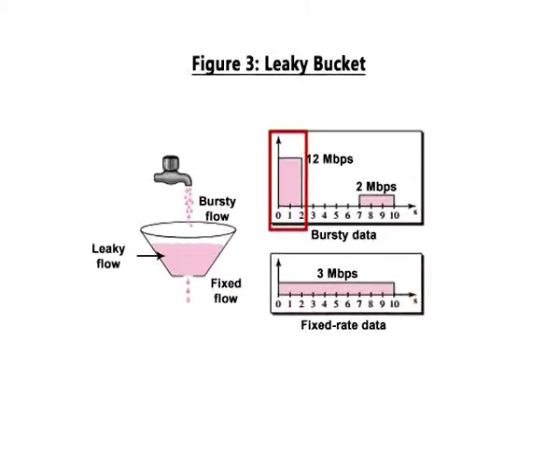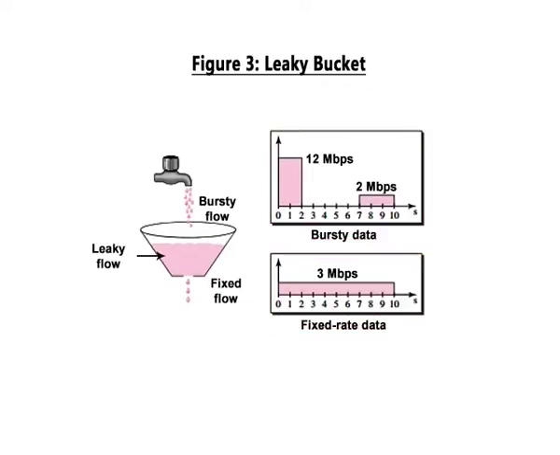The use of the leaky bucket shapes the input traffic to make it conform to this commitment. In the figure, the host sends a burst of data at a rate of 12 Mbps for 2 seconds, for a total of 24 megabits of data. The host is silent for 5 seconds and then sends data at a rate of 2 Mbps for 3 seconds, for a total of 6 megabits of data. In all, the host can send 30 megabits of data in 10 seconds.